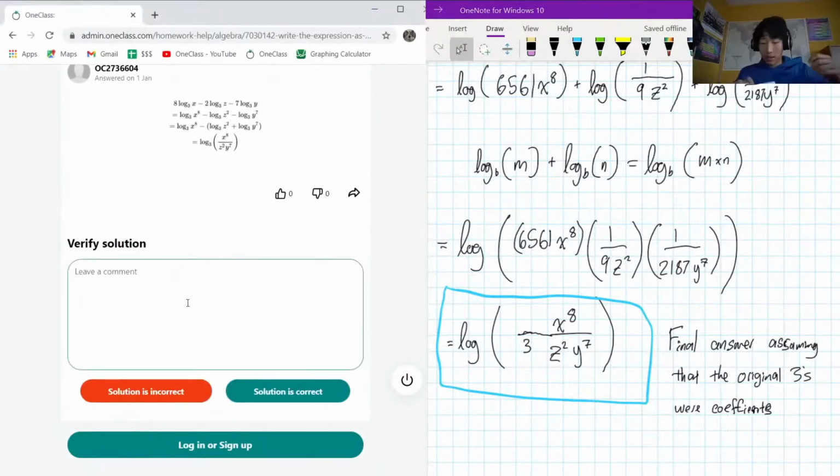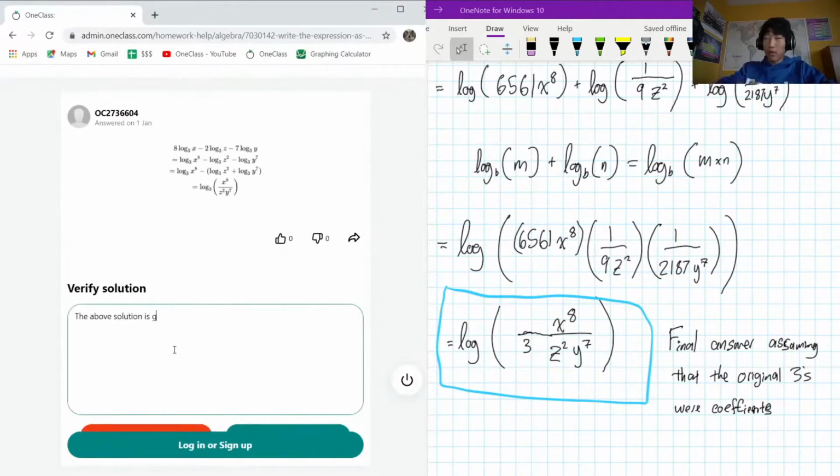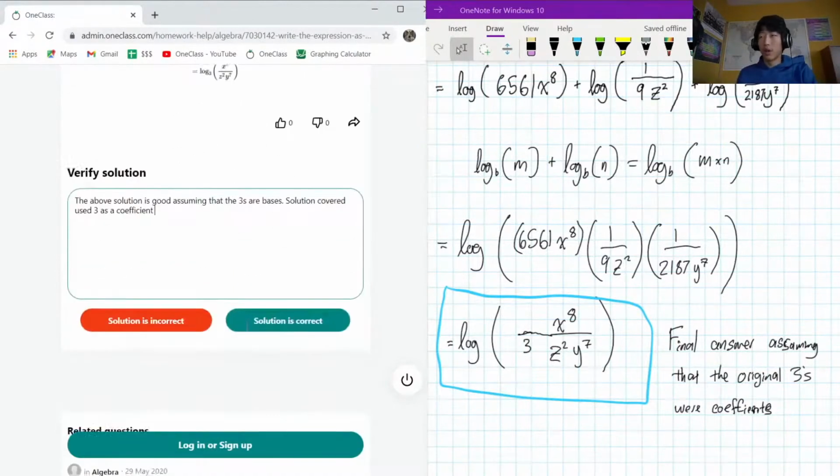So the above solution is good, assuming 3 are bases, covered, used 3 as a coefficient. Okay, cool.